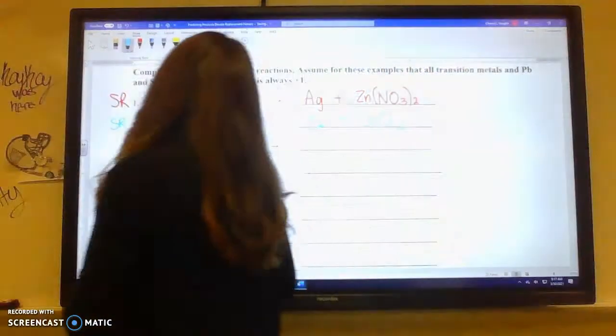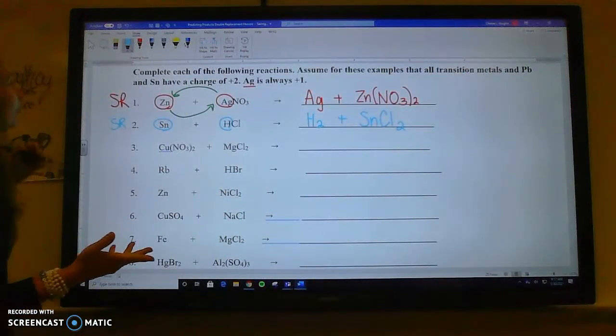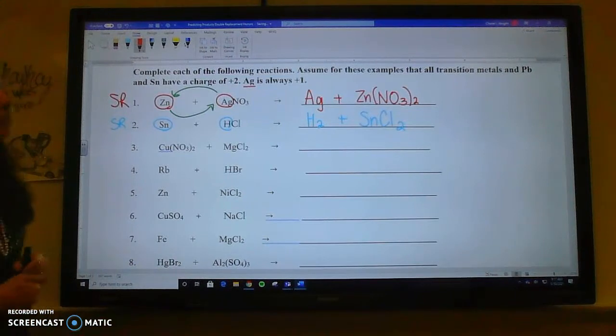It's not that bad. I need to go over another type of reaction with y'all, so I'm going to do number 3 with y'all. Okay, this is a 2-sided worksheet, so don't think I'm doing all 10 and then you don't have to do anything.